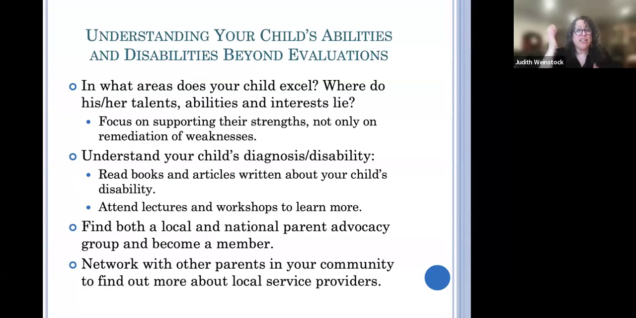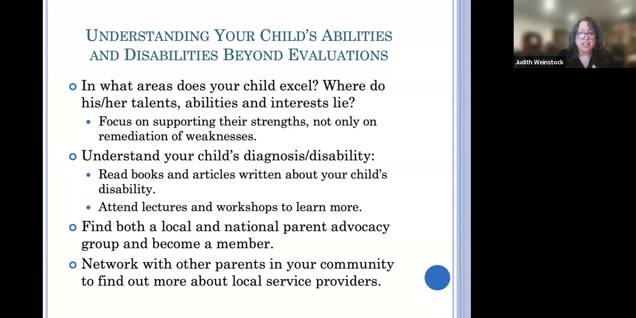Now, understanding your child's abilities and disabilities can go beyond just the evaluations. The evaluations are crucial, and really understanding them and going over them is very, very important. But you also observe your child at different times of the day. You see where your child's strengths and weaknesses lie, where your child excels, and where their interests lie. What are they interested in? That could be a key to what their strengths are, what they are at ease doing.